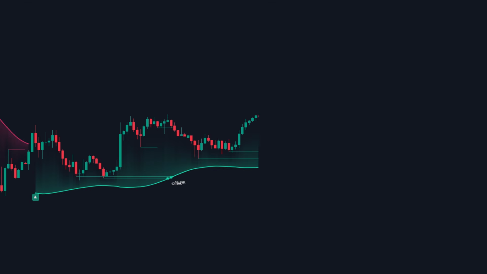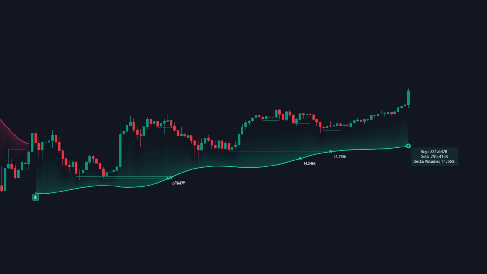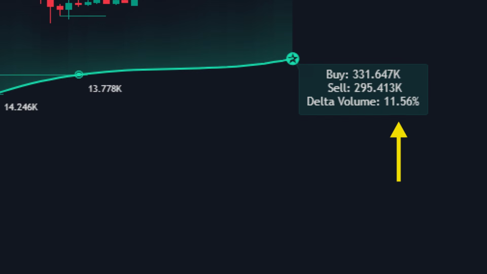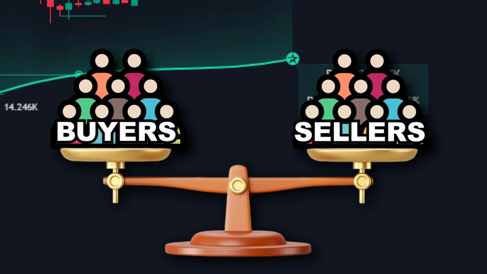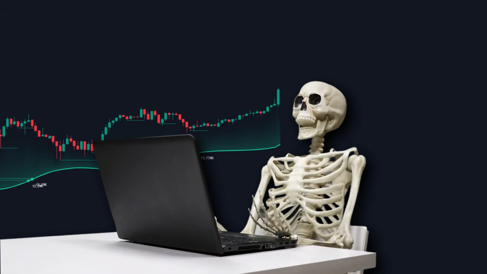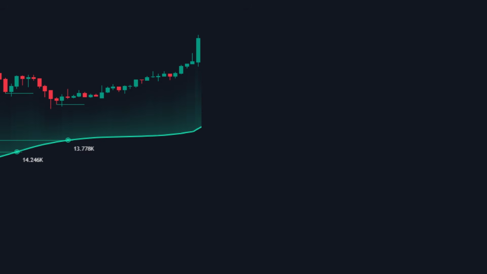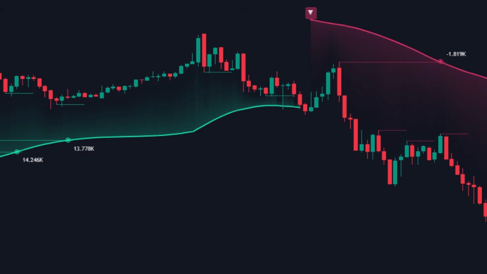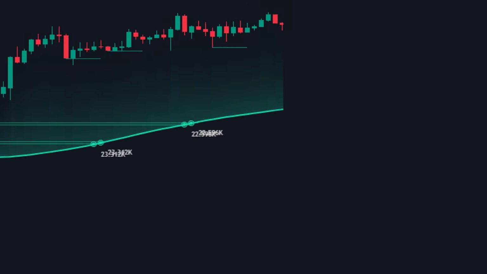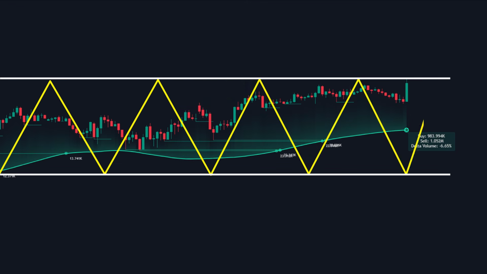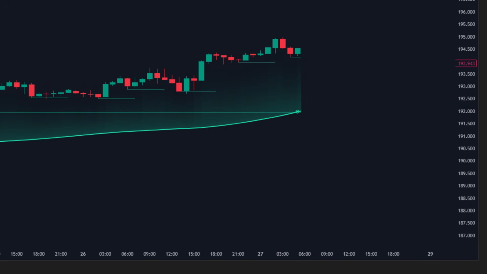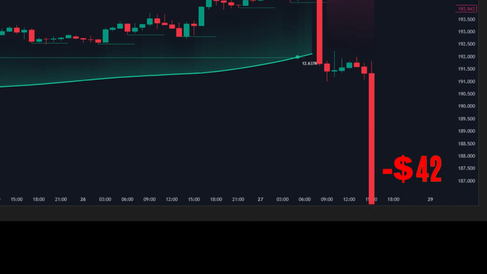Now compare that to this moderate trend. Still bullish, still moving up, but the delta volume is only this percent. This tells you the buying and selling pressure are nearly balanced. Trades in this environment will take longer to hit profit targets and are more likely to fail as the market could shift to ranging at any moment. My rule of thumb, when delta volume drops below 10% in what appears to be a trend, it's actually a ranging market in disguise. This insight alone could save you from countless losing trades.